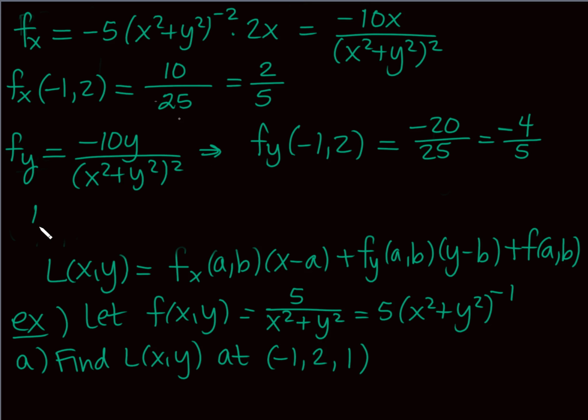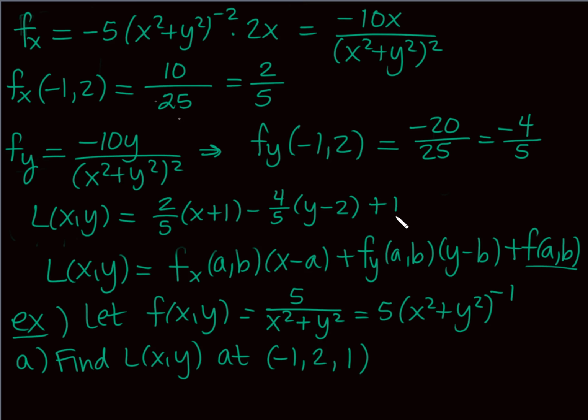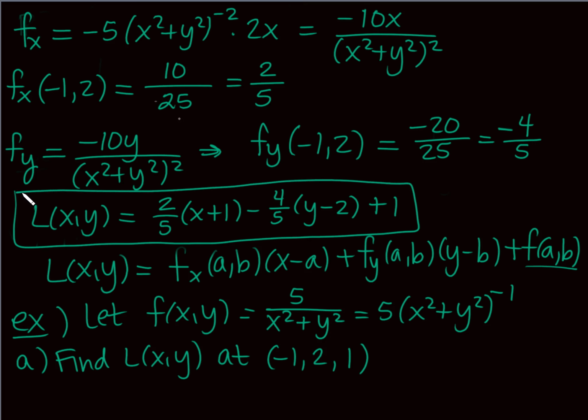So I would have my linear approximation then would be 2/5 times x minus a -1, so x plus 1, minus 4/5 times y minus 2. And then remember, it's plus f of (a, b), so that would be 1. So that's plus 1. This is my linear approximation, meaning if I zoom in really close, the behavior of the graph around that point (-1, 2, 1) will mimic the behavior of this function right here.